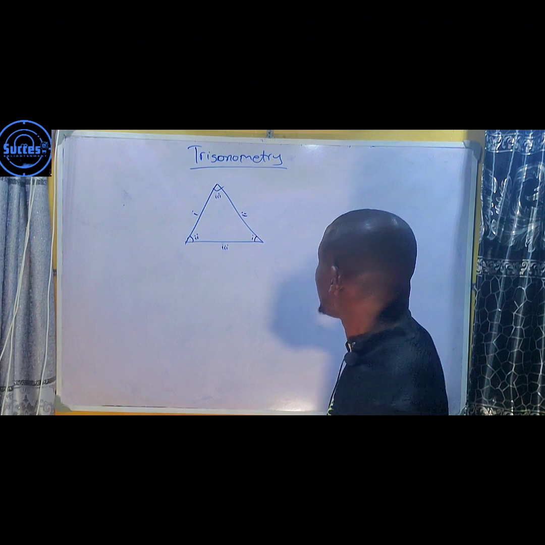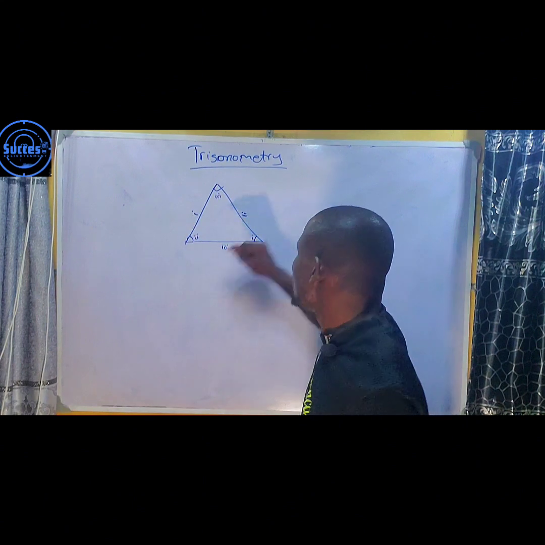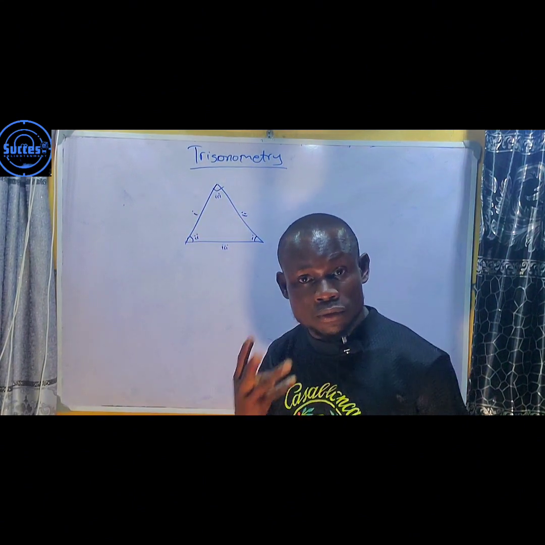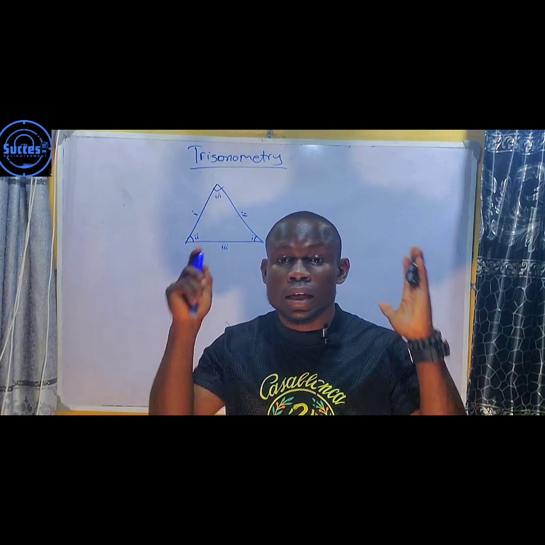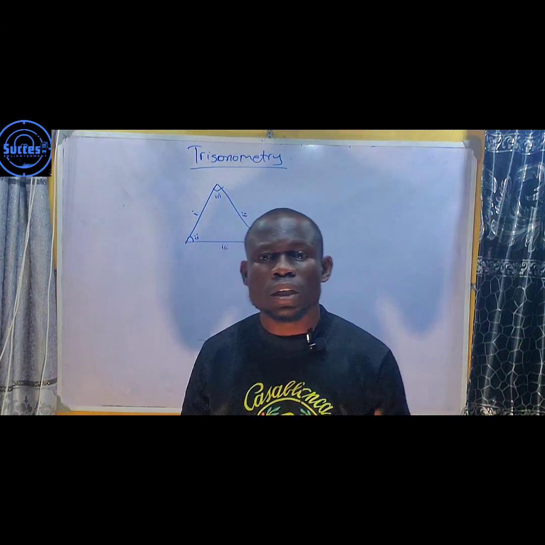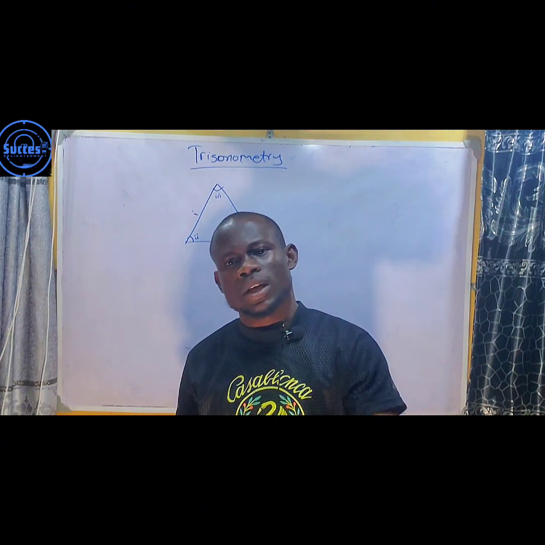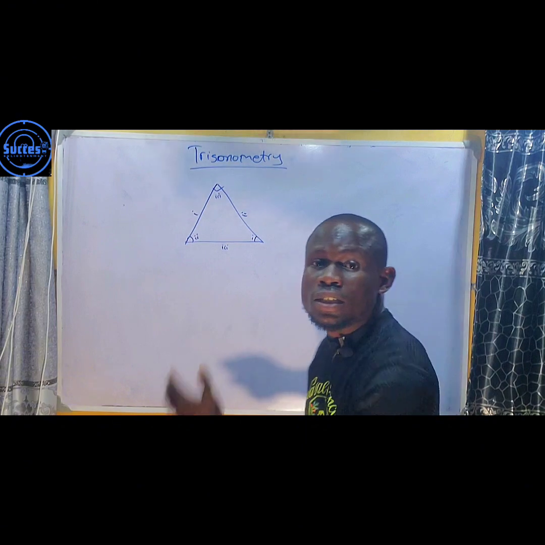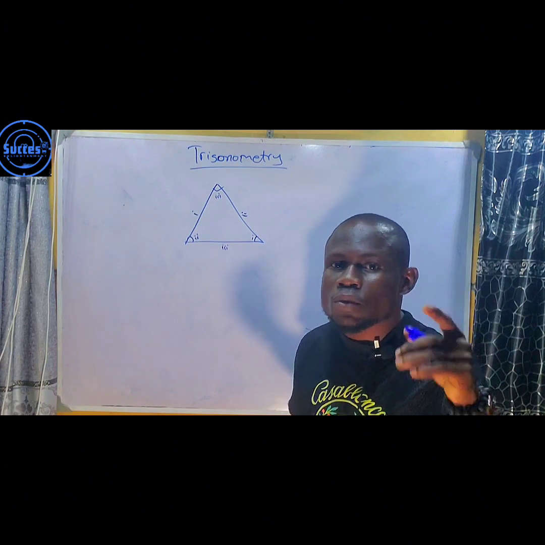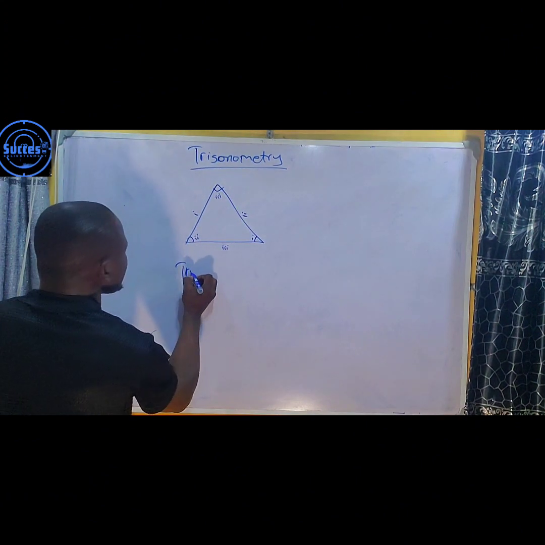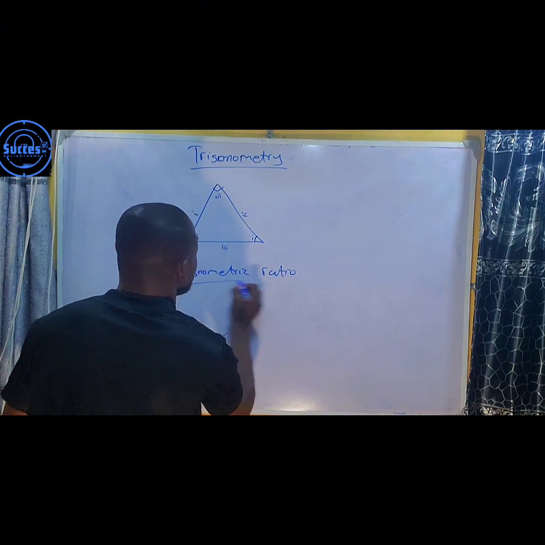Now, trigonometry is a branch of mathematics that establishes that there is a relationship between the three angles of a triangle and the length of the sides of this triangle. That's trigonometry, and that's what we'll be doing. Okay, that understood. Now, how do we establish and exploit the relationship between the angle of a triangle and the length of the sides of the triangle? That's what brought about what we call trigonometric ratio.